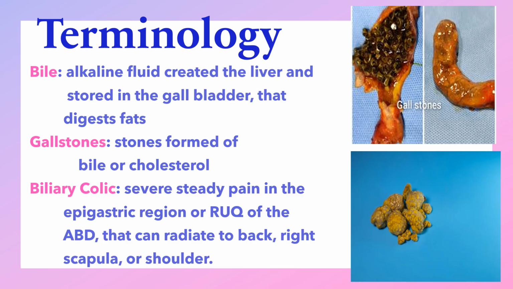So we'll start talking about a little bit of terminology here. Bile is an alkaline fluid that's created in the liver and stored in the gallbladder, and its purpose is to digest fats. Gallstones, as you can see here on the right, this is a gallbladder, and it's obviously very full of gallstones, but these are stones that are formed of bile or cholesterol or both. Biliary colic is a severe steady pain in the epigastric region or the right upper quadrant of the abdomen that can radiate to the back, the right scapula, the shoulder.